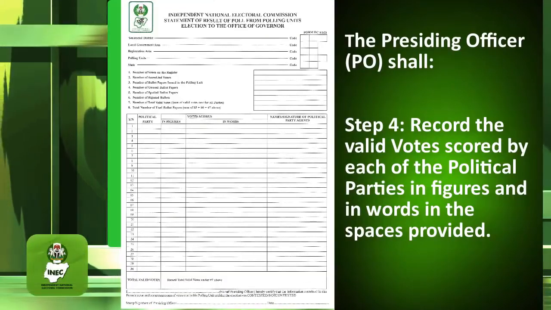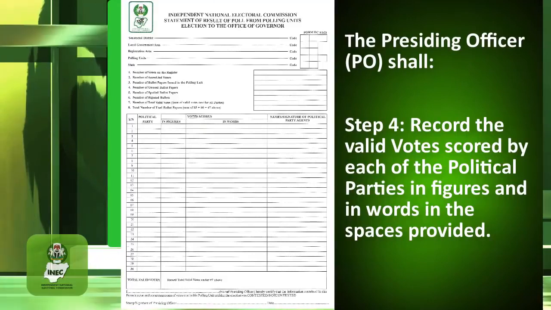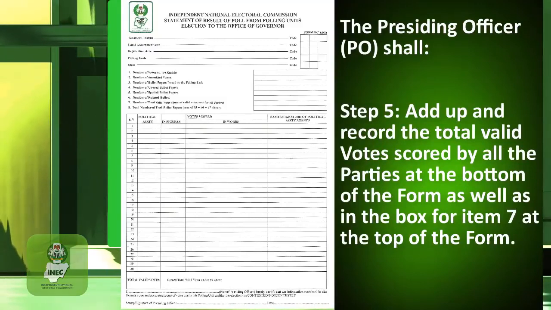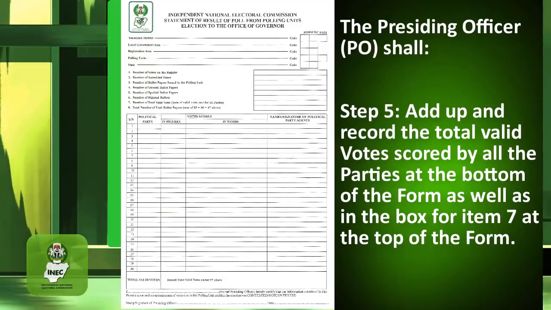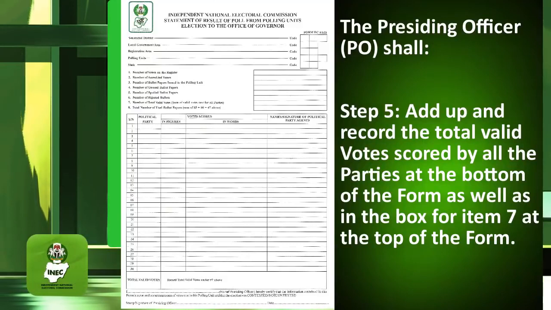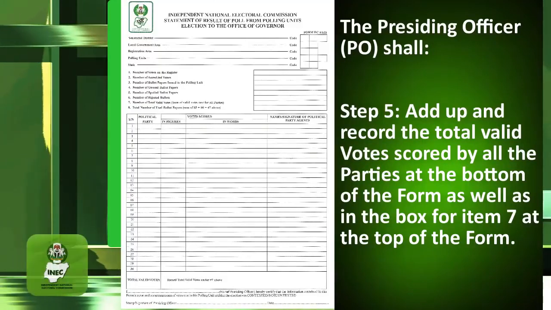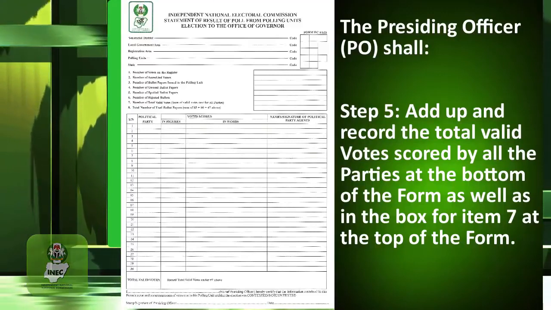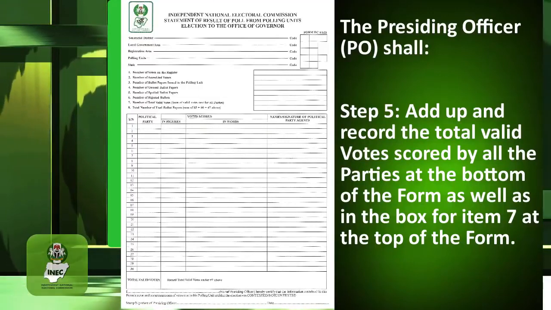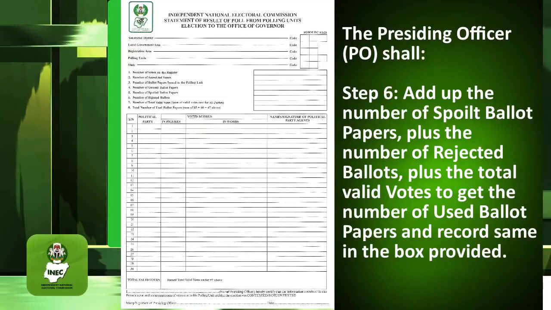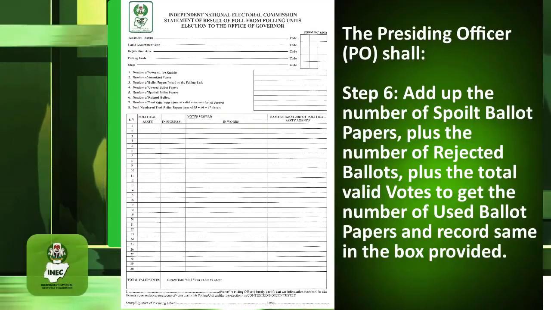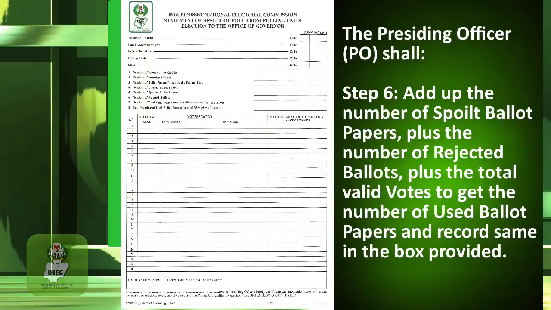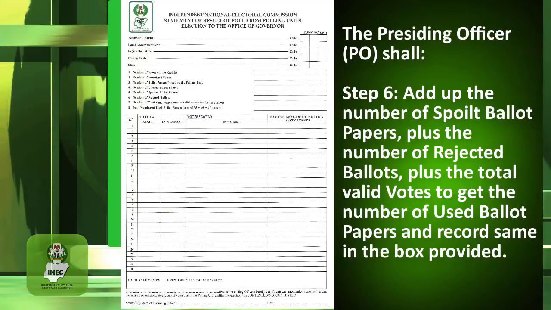Step 4, record the valid votes scored by each of the political parties in figures and in words in the spaces provided. Step 5, add up and record the total valid votes scored by all the parties at the bottom of the form, as well as in the box for item 7 at the top of the form. Step 6, add up the number of spoiled ballot papers plus the number of rejected ballots plus the total valid votes to get the number of used ballot papers and record same in the box provided.